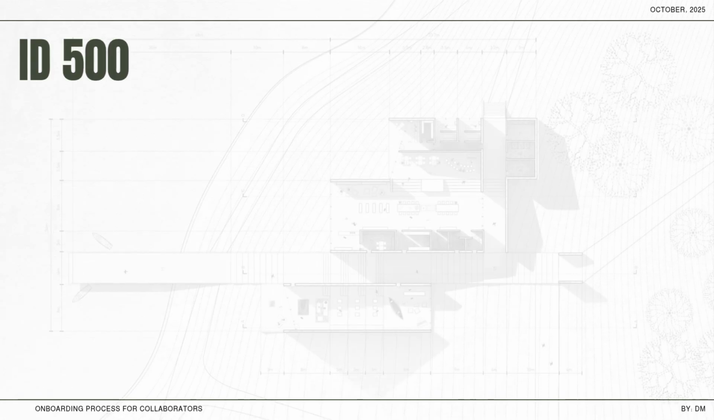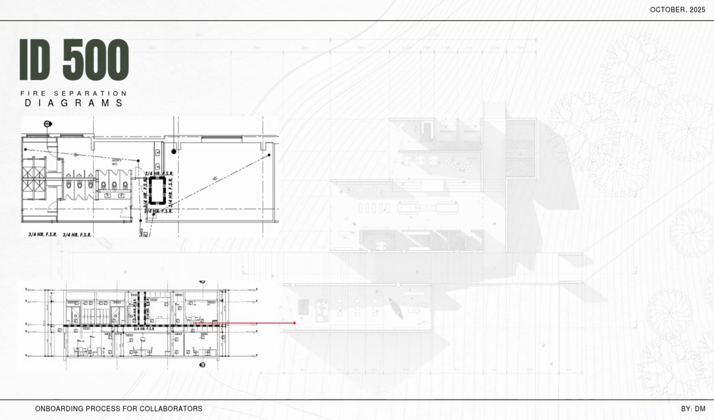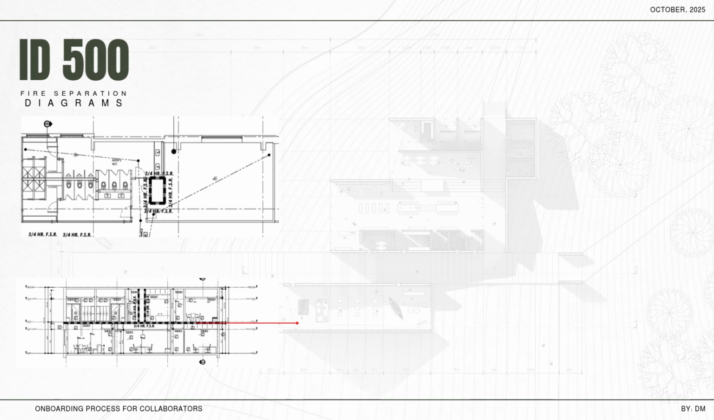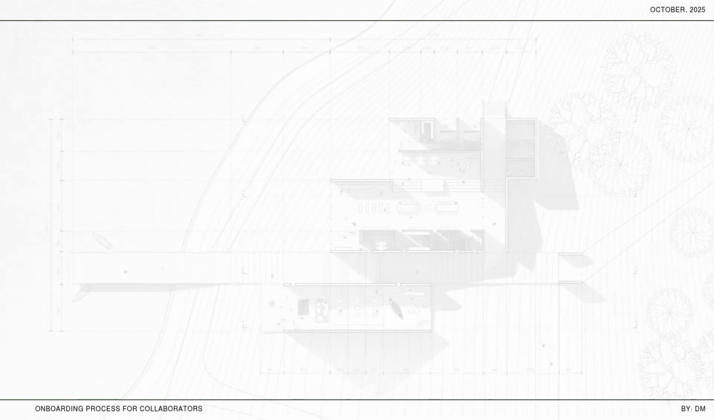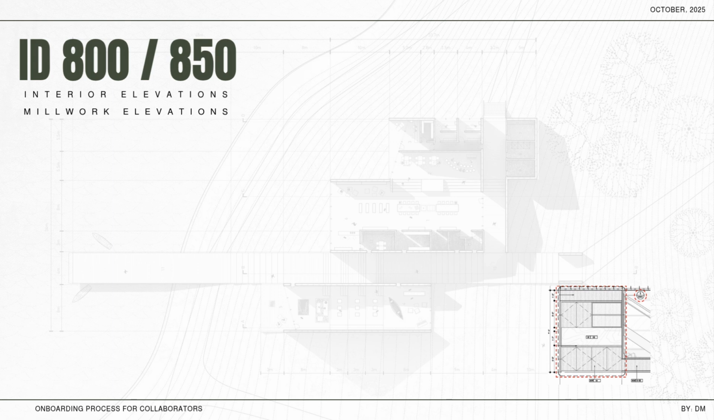Then ID 500 is for exit plans or fire separation diagrams. Draw the travel path from each point to the nearest exit, and show the distances in millimeters. Use a 45 FRR or a 0 FRR layer for fire-rated walls and floors, and always include separation legends and notes. For the final portion we include ID 800 interior and ID 850 millwork elevations. In these follow the logical order of spaces: entry, kitchen, bedrooms, etc. Add overall dimensions, material notes, and detail bubbles showing the millwork or interior detail number and sheet reference.